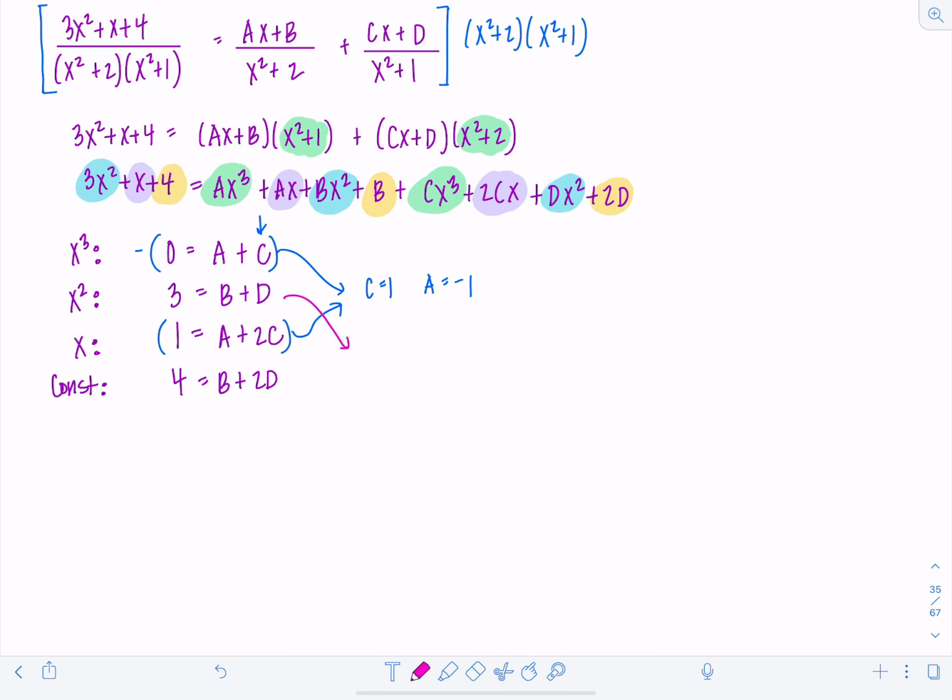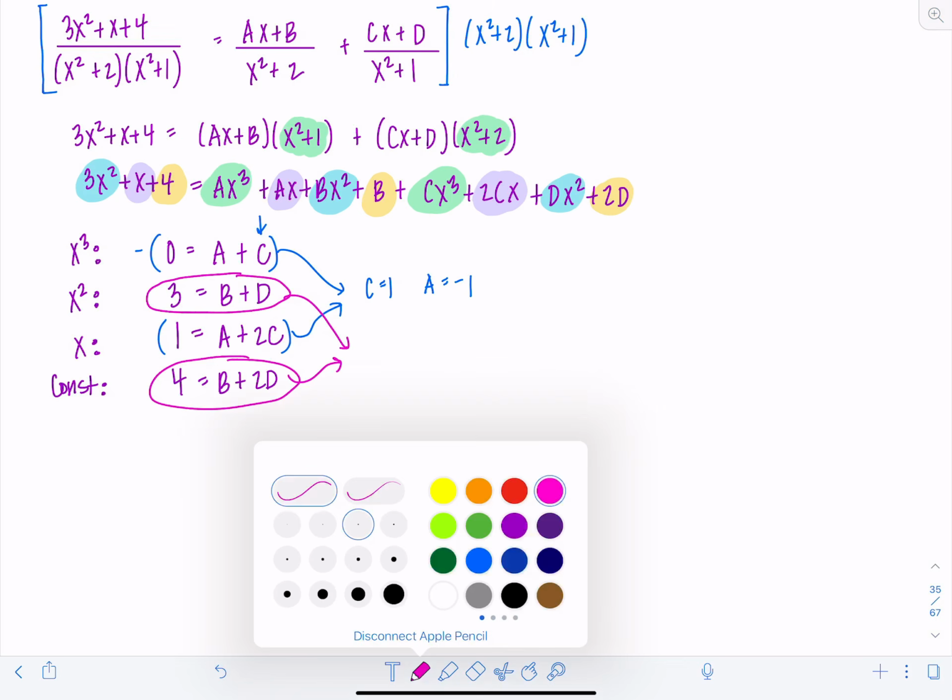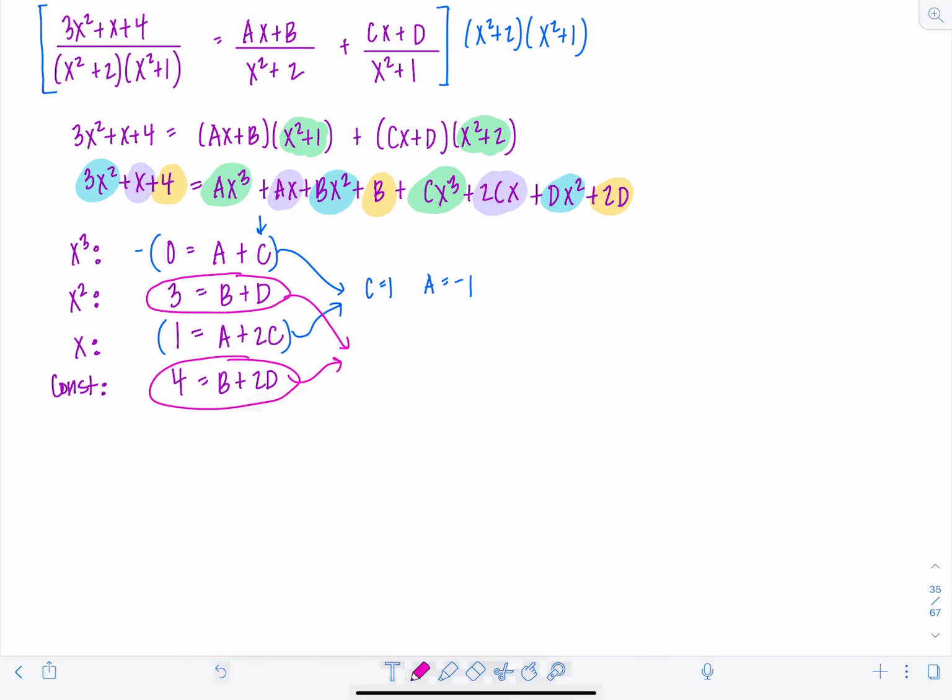All right, and then the second and fourth equations only involve b and d. Same thing, I can subtract this equation from the fourth one. b will cancel out, and then you should get 1 is equal to d. And if d is equal to 1, then that means b is equal to 2.